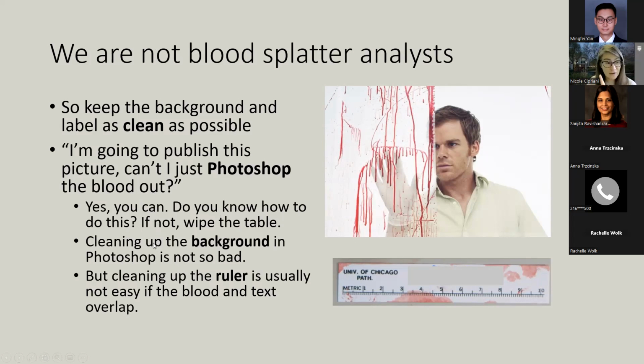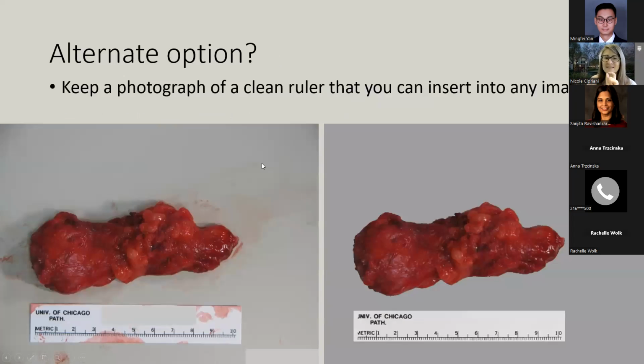So my advice, if you do have a bloody ruler, is we have actually just taken a photograph of a clean ruler that we can then slap onto any image we want. In this example, I've cleaned up the background, so that the blood from the background is gone and it's now just gray. And I've just taken that clean image of a ruler and sized it appropriately and laid it over so that the bloody ruler is gone. This was a great idea from one of our other pathologists who asked, can I just take a picture of a ruler and put it in anywhere? And I was like, oh, that's a great idea. That solves all of our ruler cleaning problems. So that's what we've done. We just have a JPEG of a ruler.